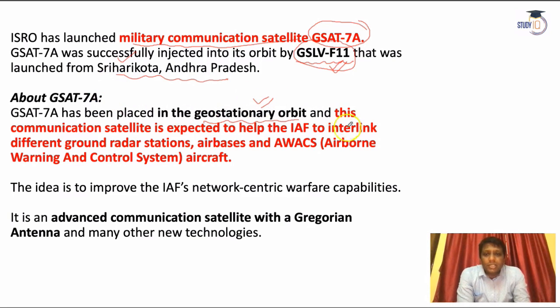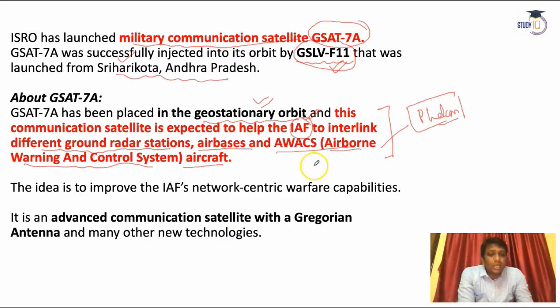Okay, and this communication satellite is expected to help the Indian Air Force to interlink the different ground radar stations, air bases, and AWACS systems, that is aircraft. Okay, AWACS aircraft means those equipped with the airborne warning and control system. India got one of them from Israel, that is Falcon. Falcon was a 2009 UPSC Prelims question: India recently got Falcon, from which place? The answer at that time, in 2009, was Israel.